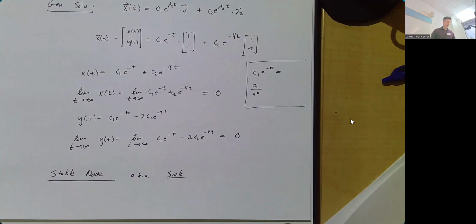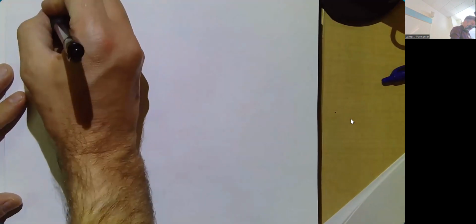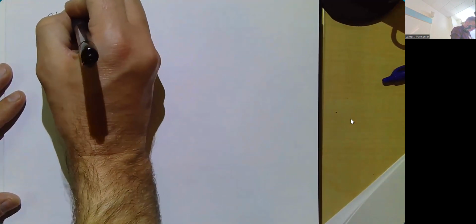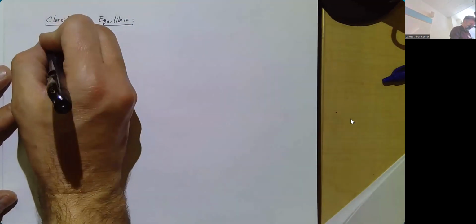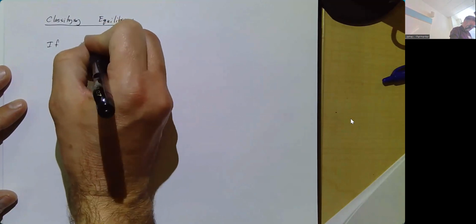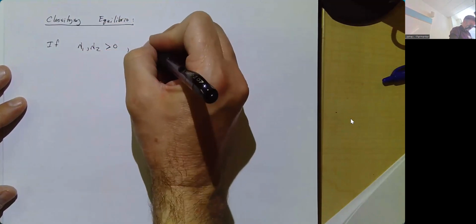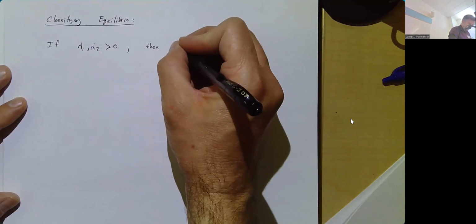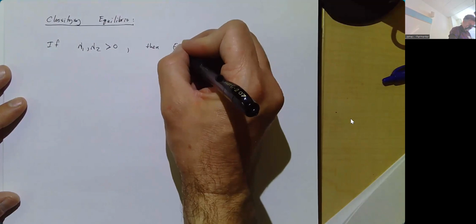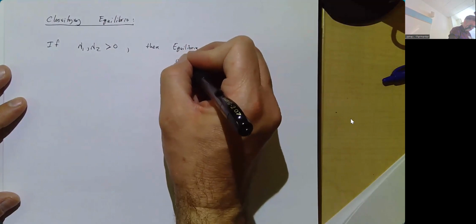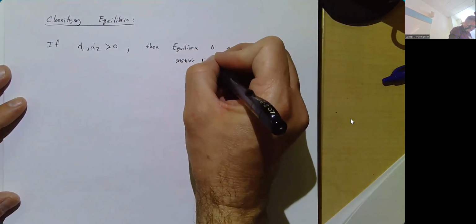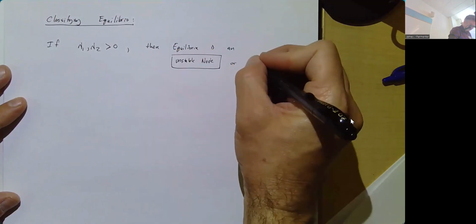So here's the result so far, and here's what I want you to know. As far as classifying equilibria, here's what we've got so far. If both eigenvalues are positive, then the equilibrium is an unstable node, also called a source.